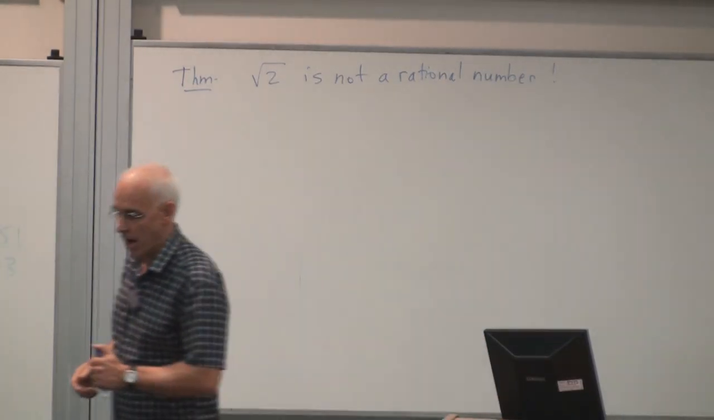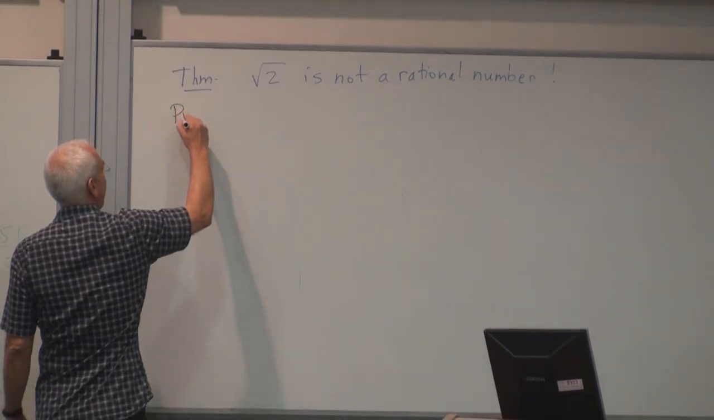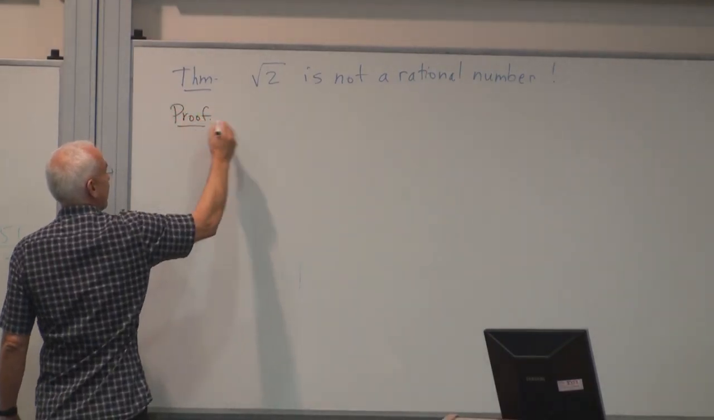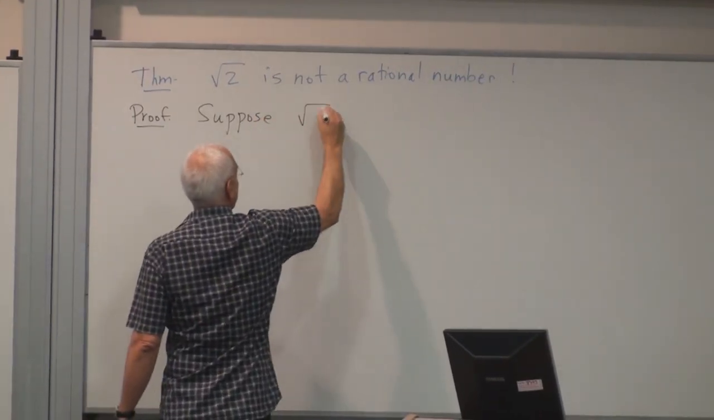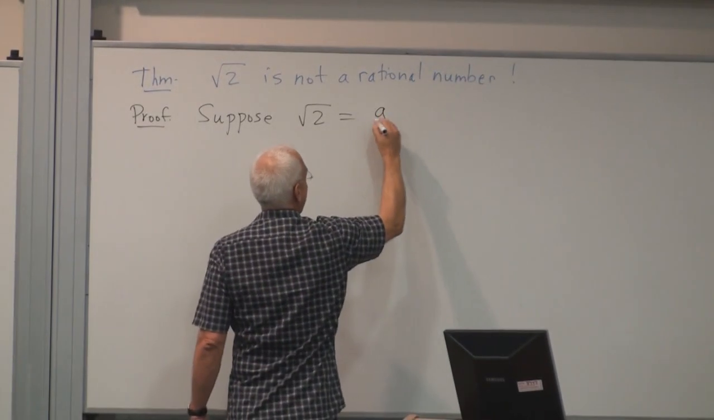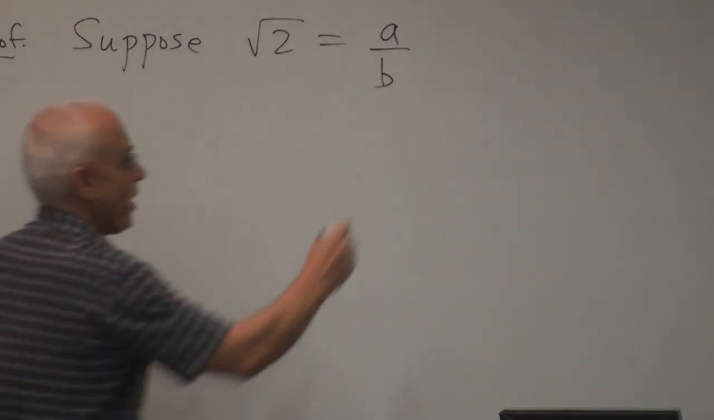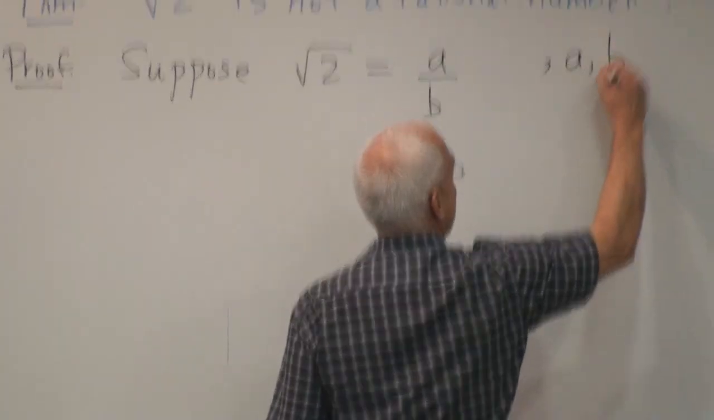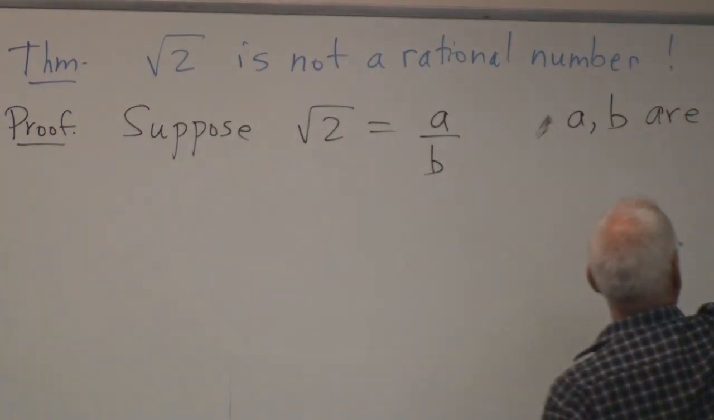So let's see why this is true. Okay, it's a famous argument. So, proof. Suppose that root 2 actually is a fraction, a over b, where a and b are natural numbers.